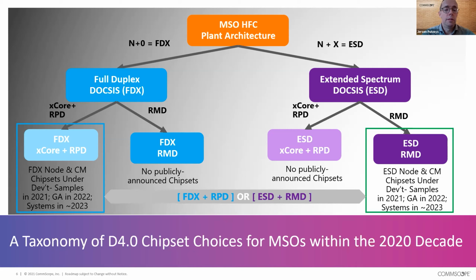So what that means effectively is that, depending on the MSO's planned HFC target architecture, there are two choices MSOs have at this point in time: moving towards either an FDX plus RPD network and architecture, or an extended spectrum DOCSIS based network with a remote MAC-PHY type of architecture. These are pretty key, important decision points to make going forward.